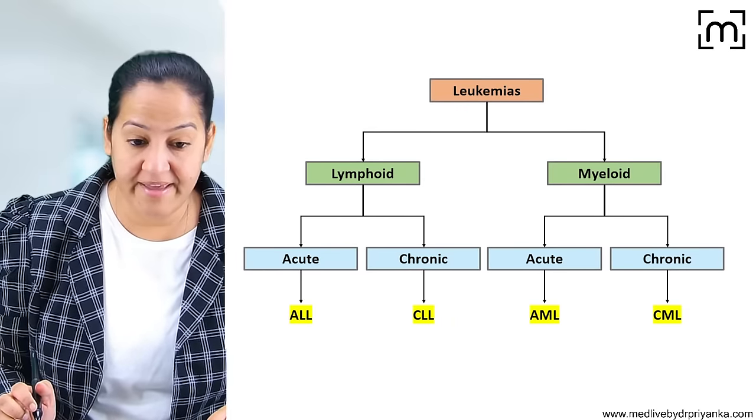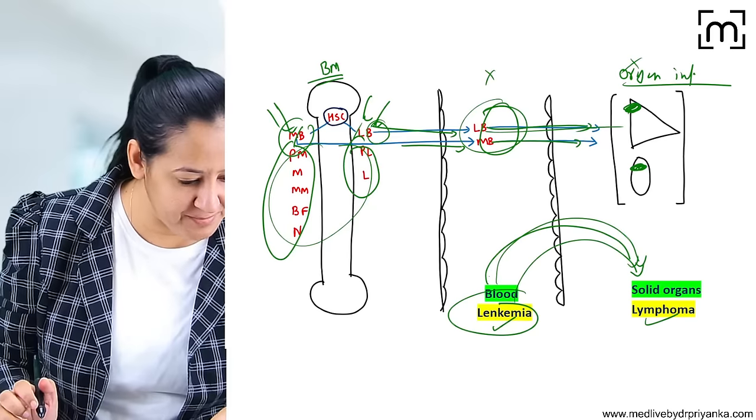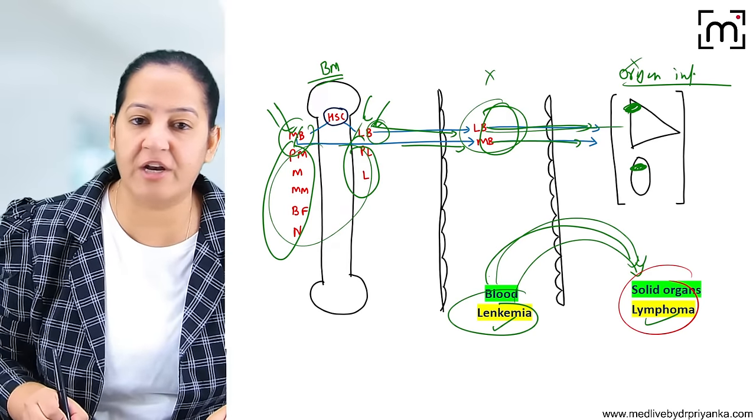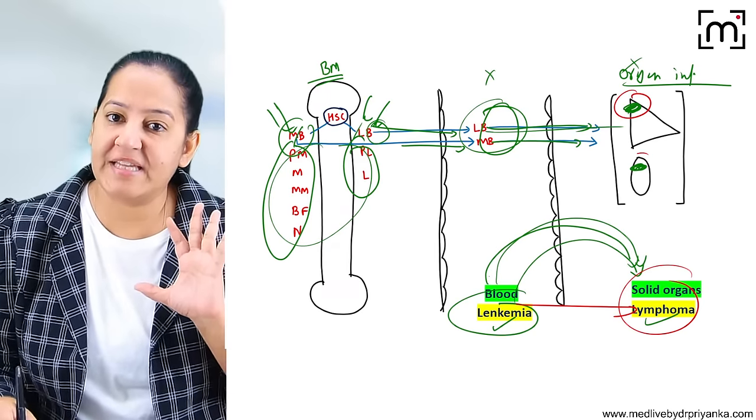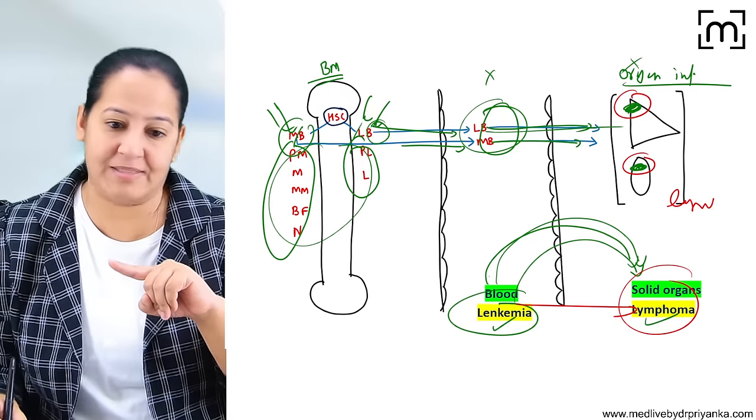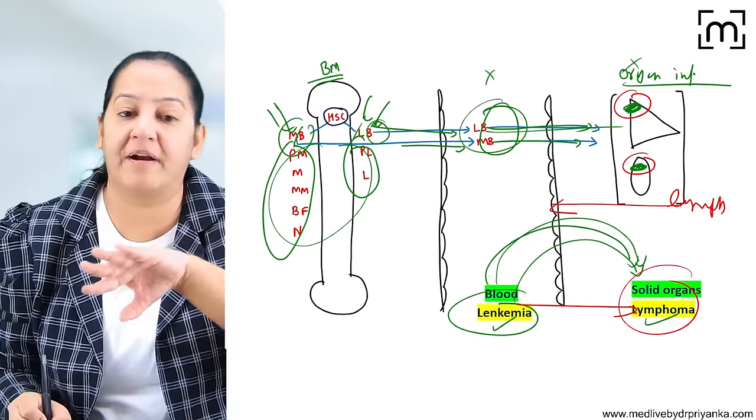Now it is not always that lymphoma comes after leukemia, as I'm saying. No, it's not necessary. Sometimes the blast originates in the solid organ. So lymphoma is the first thing happening and it will spill over in the blood leading to the leukemia.